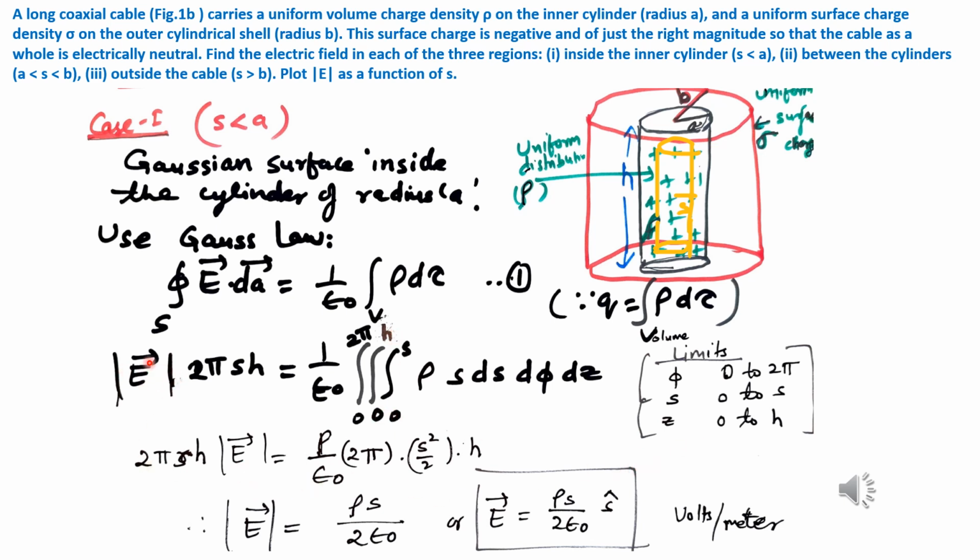So the left hand side will be the magnitude of E times dA, equal to 2 pi S h, the surface area, equal to rho by epsilon naught, which is constant; d phi will give us 2 pi, S dS will give S squared by 2, and dz will give h. So 2 pi and 2 pi will be cancelled out. The magnitude of E equals rho S by 2 epsilon naught, or the E vector equals rho S by 2 epsilon naught in the S cap direction. So E is directly proportional to S in this case, the inner point.